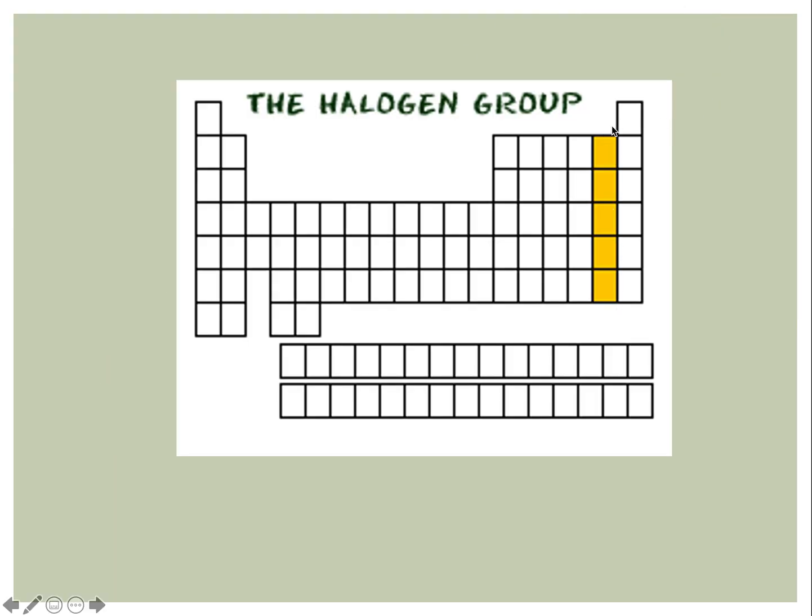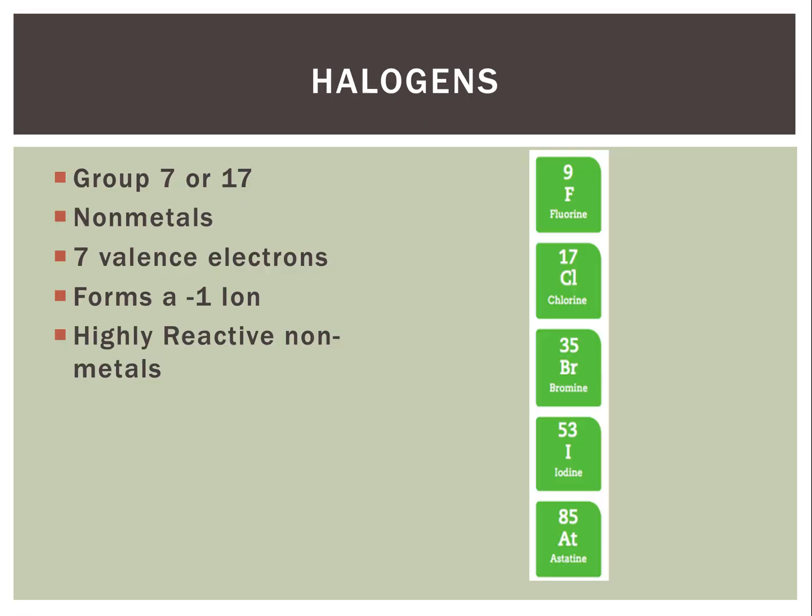My group 17 here, also known as group 7, are my halogens. So my halogens are all nonmetals, and they all have 7 valence electrons. And because they all have 7 and they all really want 1 more in order to have a full octet, which means 8 valence electrons, they all form a -1 ion. They all gain 1 electron in order to complete their valence shell. Now, because they only need 1, they are our most highly reactive nonmetals.